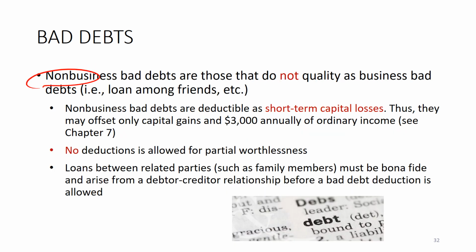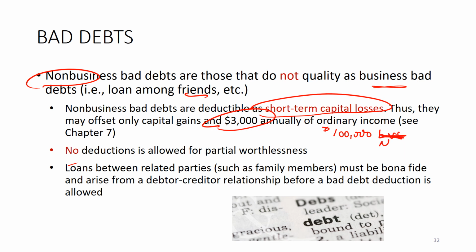A non-business bad debt is one that is simply not business. So it's among friends or family, or it's an investment. The biggest thing is people think investment loans are business. They're not business loans. They're non-business. The treatment here is not nearly as favorable. First of all, the treatment is short-term capital loss, which means you have a $3,000 annual deduction. So if someone has a $100,000 business loss, then they can go ahead and deduct that fully. But if it happens to be non-business, they're going to be capped at $3,000 each year. So it's going to take a long time to get that deduction.